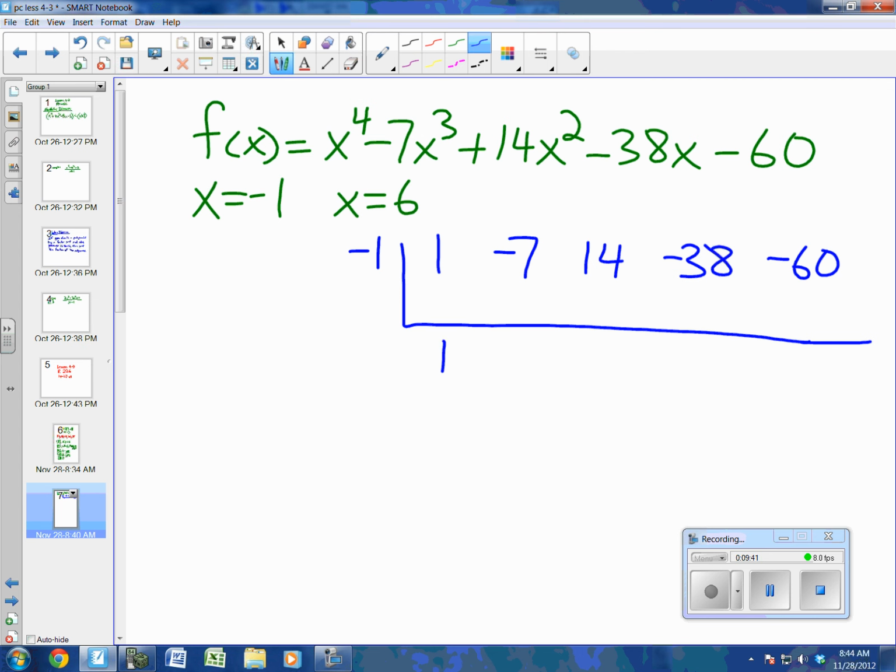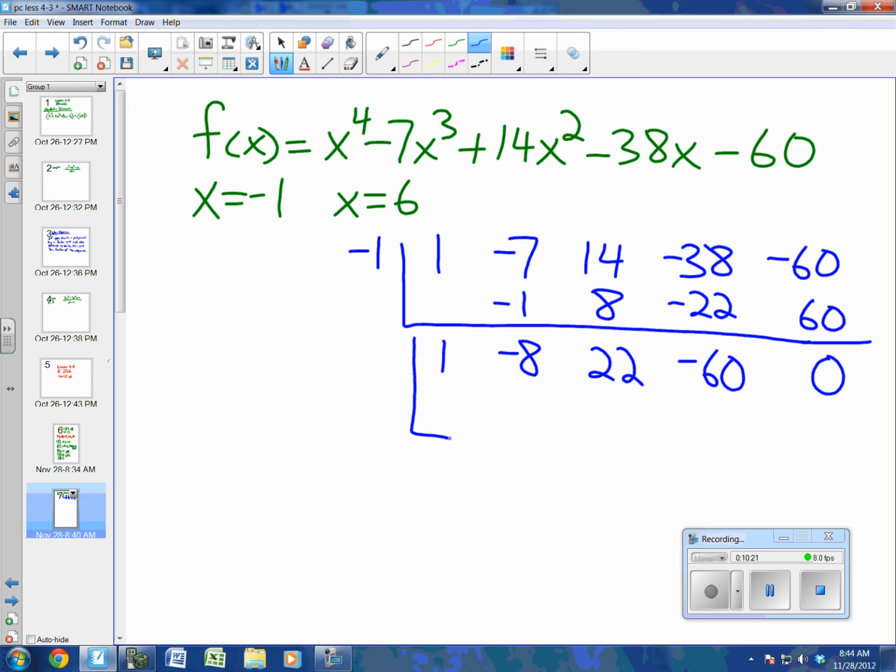I multiply -1 times 1 and get -1. I add, I get -8. I multiply -1 times -8, and I get a +8. I add, and I get 22. I multiply -1 times 22, and I get a -22. I add, and I get a -60. I multiply -1 by -60, and I get a positive 60, which I add, and I get 0. Therefore, -1 is a root or a solution to that function up there. So I know I chose the right number.